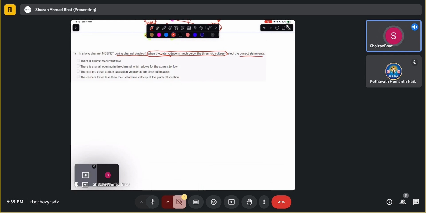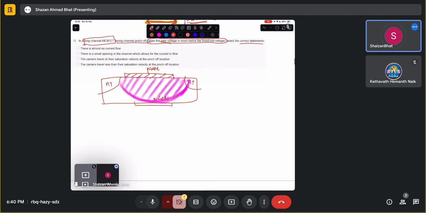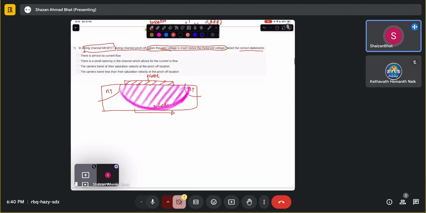Then during the channel pinch off, almost no current flows. And why no current flows? Because we are talking about a long channel MOSFET. If you have N plus regions here, if you have N-type gallium arsenide, I'm talking about just some N-type device. And this is the gate, directly attached, Schottky barrier. During the channel pinch off, because this whole region is depleted, you will have negligible current flowing through this. This is actually for a long channel case.